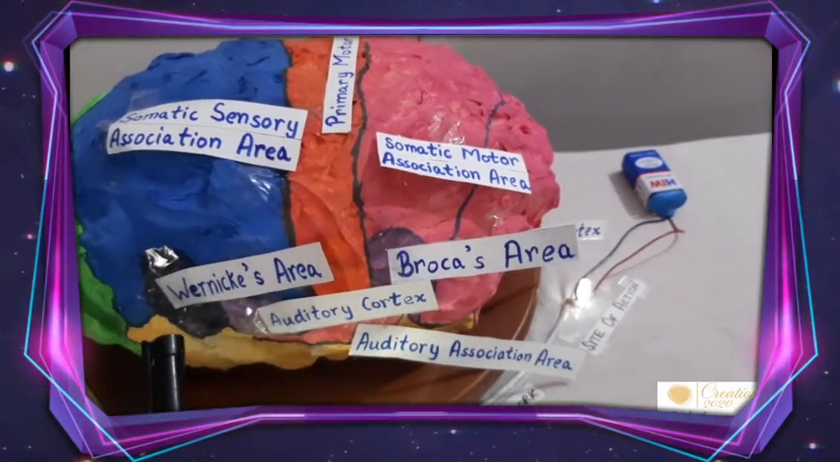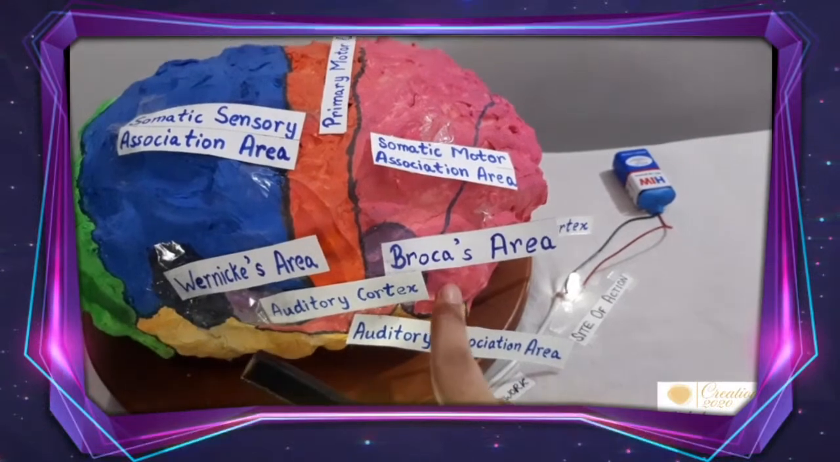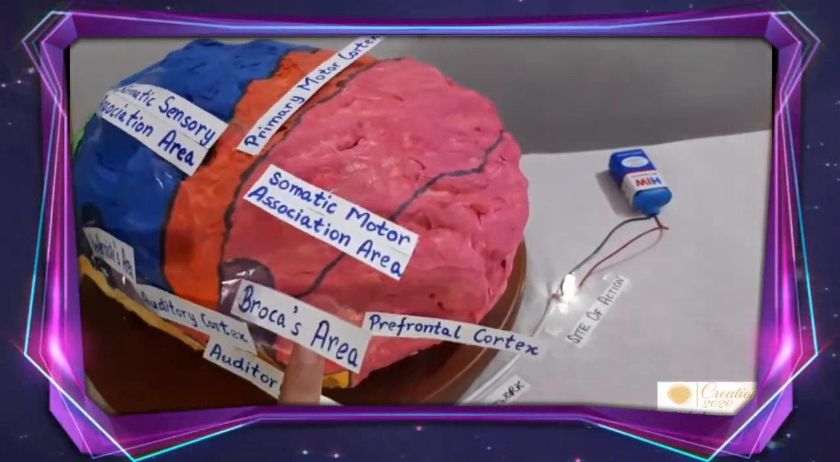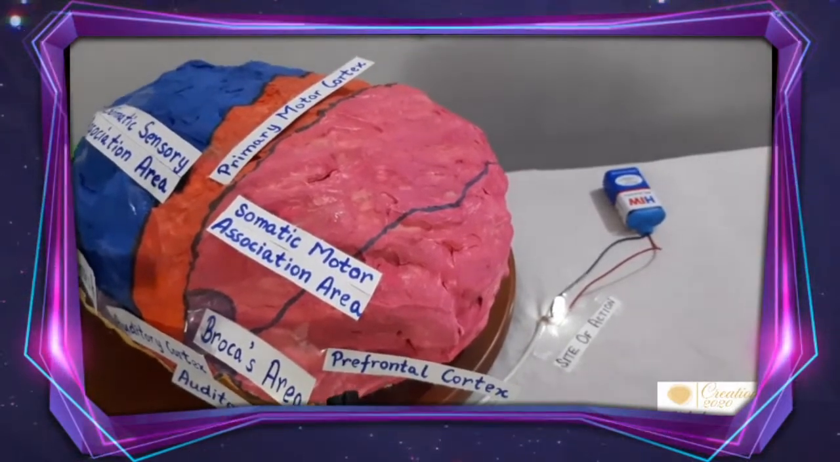The following is Wernicke's area. This helps us to understand speech. Next we have the prefrontal cortex. This plans actions, movements and abstract thoughts.